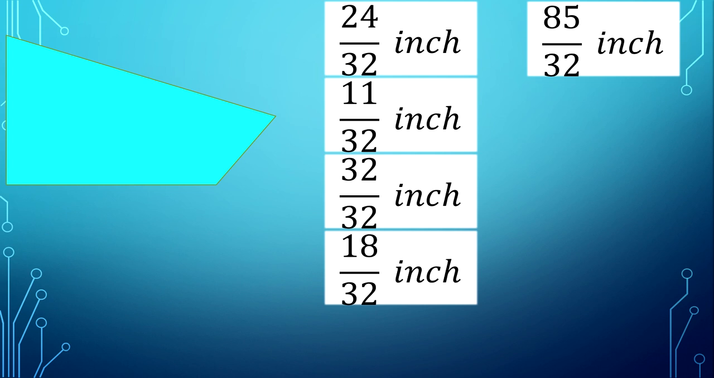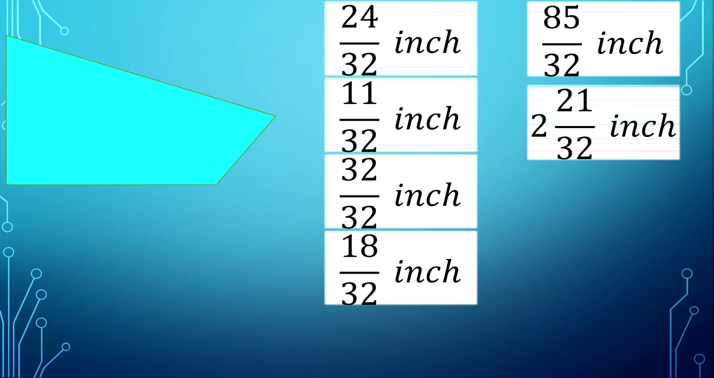Now, 2 times 32 is 64. 3 times 32 would be 96. So 32 goes into 85 2 times. Then if I subtract the 64 from the 85, I get 21. So it's going to be 21 over 32. So we've got 2 21/32 of an inch for the perimeter of that shape.